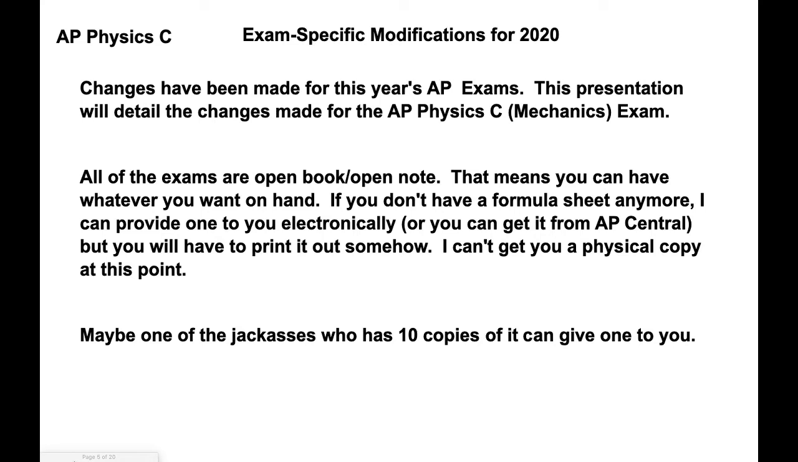All the exams this year are open book, open note. That means you can have pretty much whatever you want on hand. If you don't have a formula sheet anymore, I can provide one to you electronically, or you can download it from AP Central. But you'll have to print it out somehow. At this point, I can't get you a physical copy. Maybe one of your friends who has 10 copies of it can give one to you.